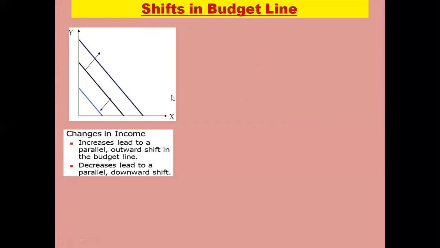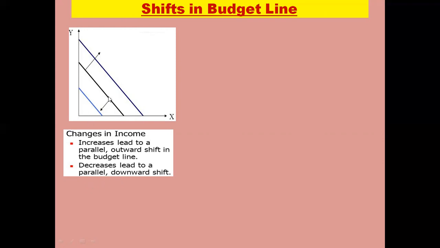Now we see shifts in budget line. Here, the black color line is the initial budget line. Now, if there's an increase in income, the budget line shifts parallelly outward or rightward. Because if the income increases, the consumer spends his income on both X and Y. See here, initially the consumer was spending till here, X. Now he consumes this much more of X. He initially was consuming this much of Y. Now he consumes this much more of Y. So when income increases, the consumer spends on both X and Y.